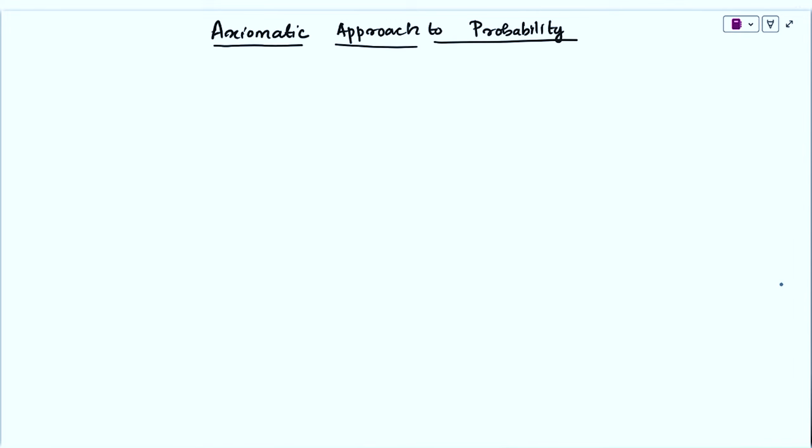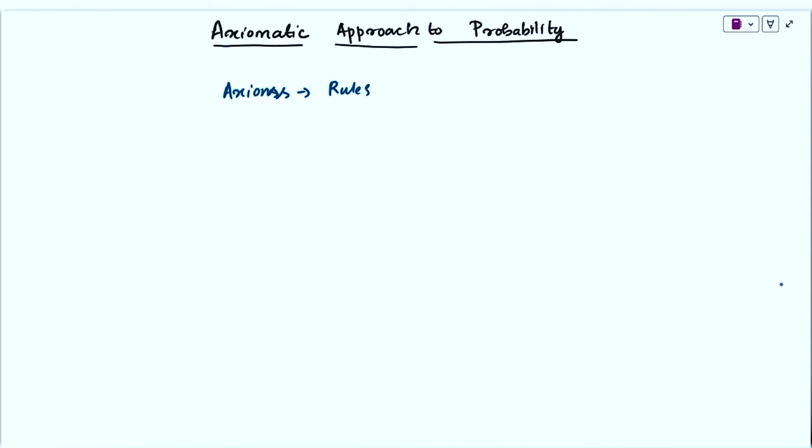Our next topic is the axiomatic approach to probability. We have discussed random experiments, sample space, events, and some terms and algebra associated with the experiment and events. Now, we are going to discuss the axiomatic approach to probability. The word axiom means rule. There are some rules to find the probability of experiments or events in our day-to-day life.